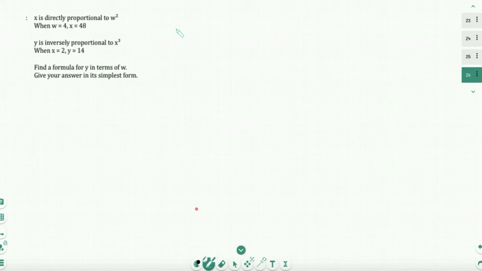So I've got to link y and w. First things first, I notice a relationship between x and w squared. So let's just find our formula between x and w squared. So x is proportional to w squared.